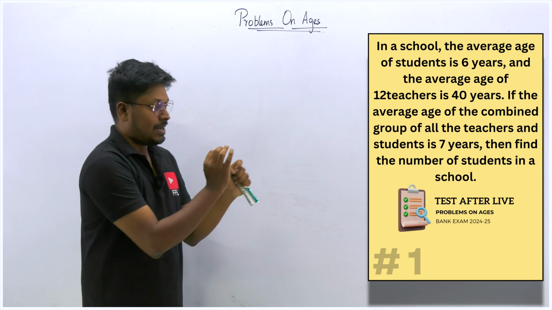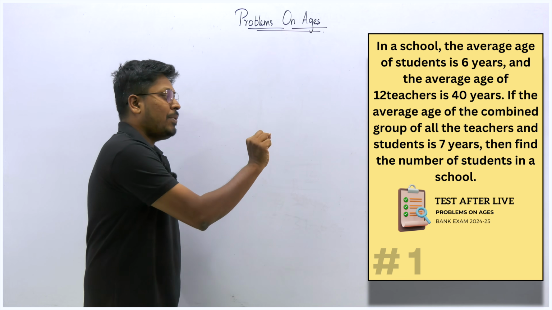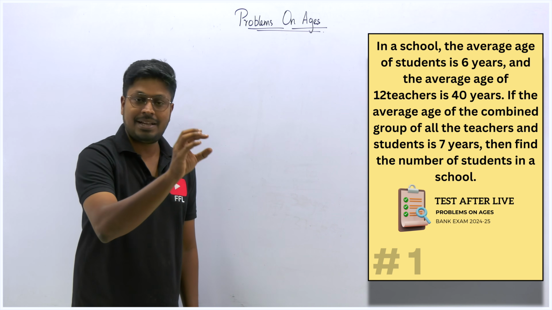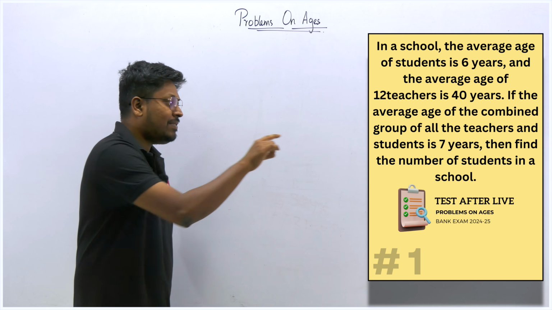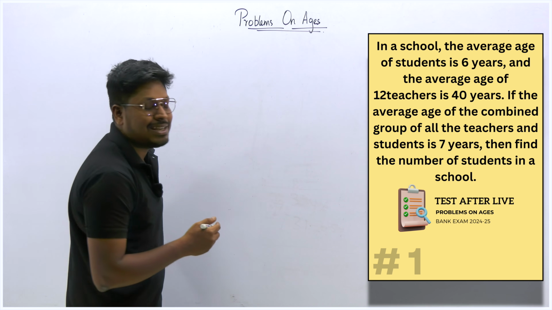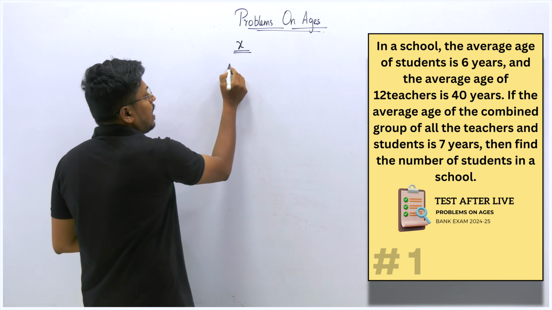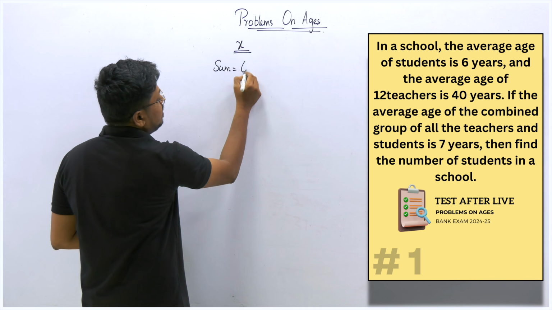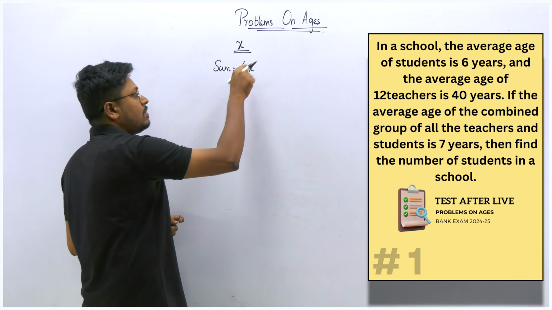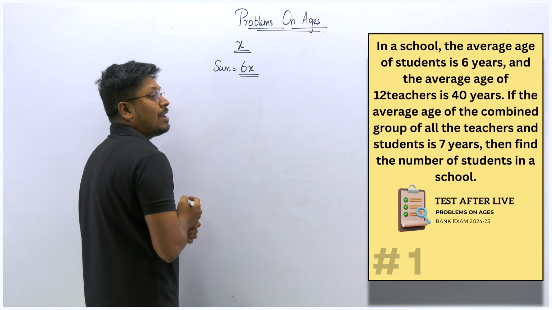In the question, our target is to find the total number of students in the school. That was not given. But initially you can see the average age of students is 6 years. So average age has been given, that is 6 years, but we actually don't know how many students are there in the school. So first, we can keep the total number of students as x. x will be the total number of students, and the sum of all the ages of students will be 6x. Why? Because the average age is 6. Each person's average age is 6, so the total sum will be 6x. So now, how many teachers are there? There are 12 teachers.